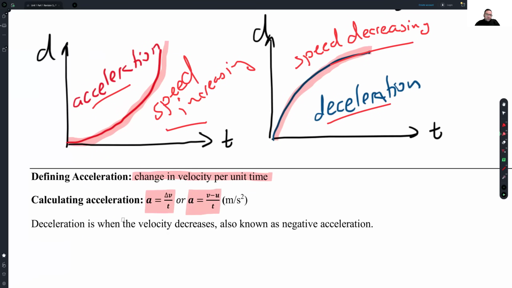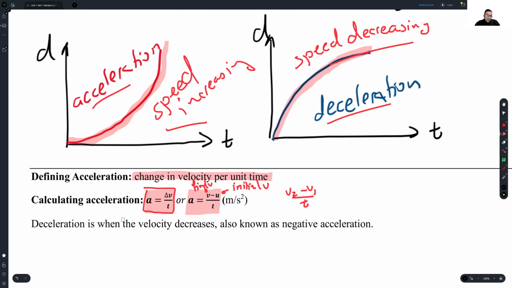Now, I don't care which form you use. I'm personally biased towards this, because delta means change, by the way. You could also say v2 minus v1 over t, that's also fine. But I want you to understand, v means the final velocity. U is often used for the initial velocity. Essentially, it's the change, the difference in velocity over time.